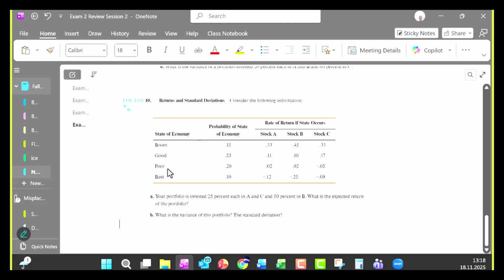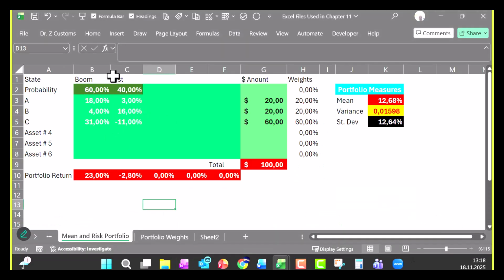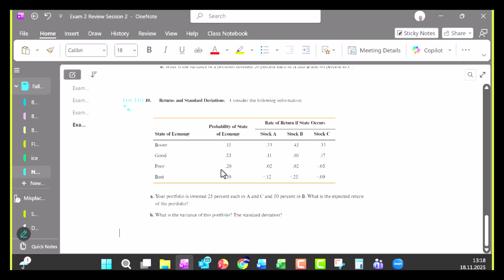Now I have four states. Okay. Let's go to our Excel template. Where are those? Boom, good, poor, bust. Let's copy the formatting of these two. Okay, what are the probabilities of these? 15, 55, 20, and 10.